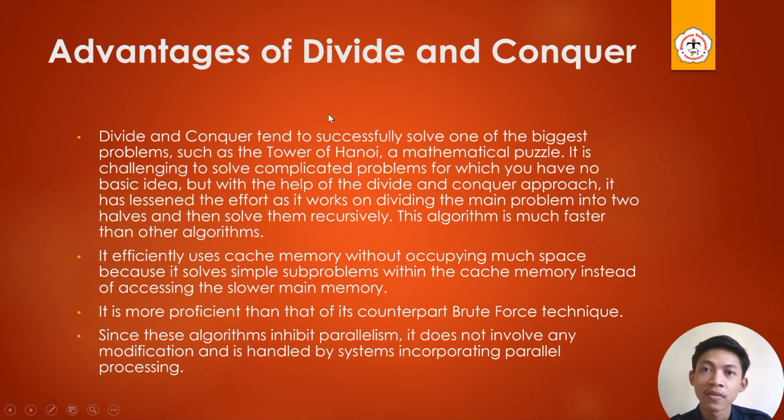Next, advantages of divide and conquer. Divide and conquer tends to successfully solve one of the biggest problems, such as the Tower of Hanoi, a mathematical puzzle. It is challenging to solve complicated problems for which you have no basic idea, but with the help of the divide and conquer approach, it has lessened the effort, as it works on dividing the main problem into two halves and then solving them recursively. This algorithm is much faster than other algorithms.